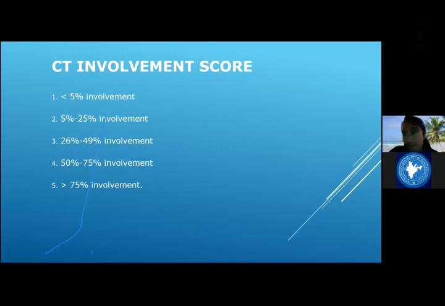So there are 5 lobes. So the maximum score will be 5 into 5, 25. So the total score ranges from 0 to 25. That's how we score the findings in CT. And mild disease is less than 8. 8 to 15 is moderate, and more than 15, we give it a severe disease.